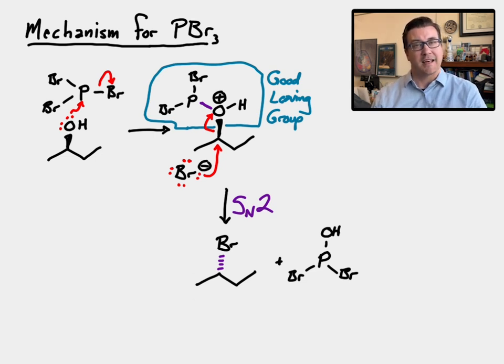If it happens that the starting alcohol is not a stereogenic carbon, that's okay. It's still occurring via an SN2 process, but you simply don't have evidence for that in your reaction product.